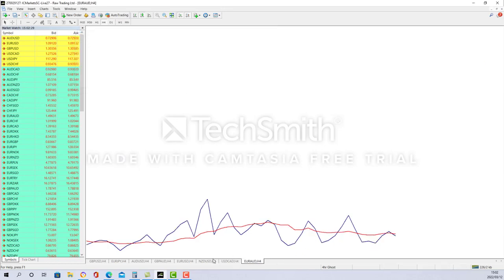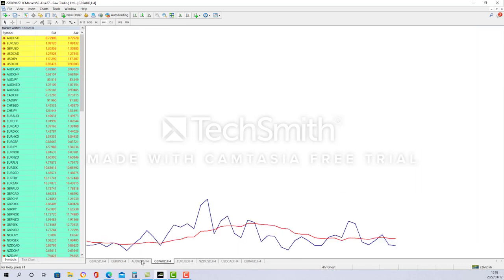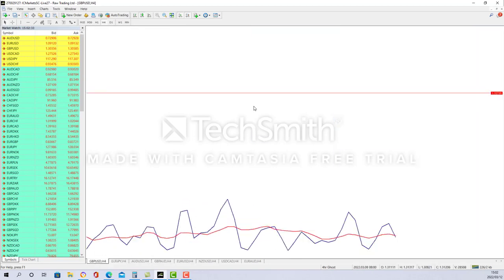So I've got these pairs open. These are the ones I typically focus on. You can focus on all of them, but it's not really necessary. If there's nothing on these particular ones, I may shift over to something else.